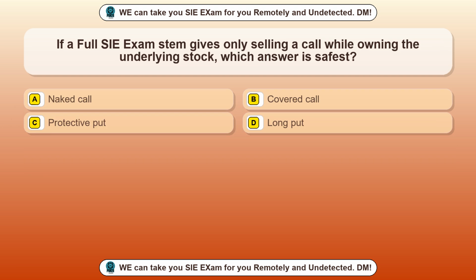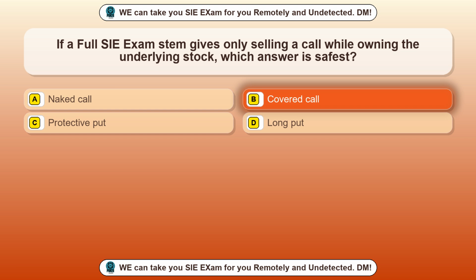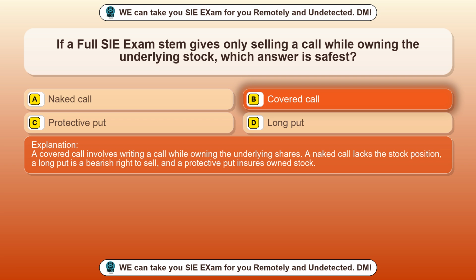Question 65. If a full SIE exam STEM gives only selling a call while owning the underlying stock, which answer is safest? Option A, naked call. Option B, covered call. Option C, protective put. Option D, long put. The correct answer is option B, covered call. A covered call involves writing a call while owning the underlying shares. A naked call lacks the stock position, a long put is a bearish right to sell, and a protective put ensures you own stock.